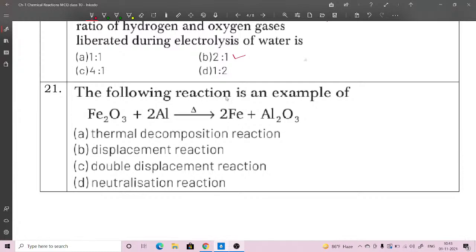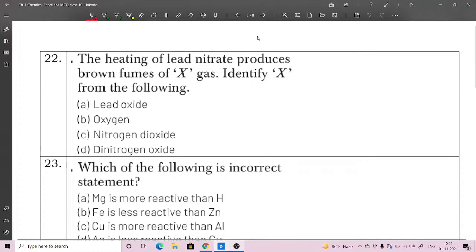Let us move on to question number 21. The following reaction, Fe2O3 plus Al gives Fe plus Al2O3, is an example of a thermal decomposition reaction, displacement reaction, double displacement reaction, or neutralization reaction. We have iron oxide and aluminium. Here aluminium is displacing iron and taking its place. That means it's an example of a displacement reaction. So the correct option is B, displacement reaction.